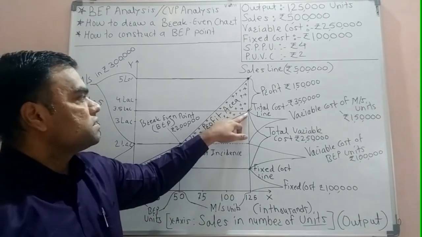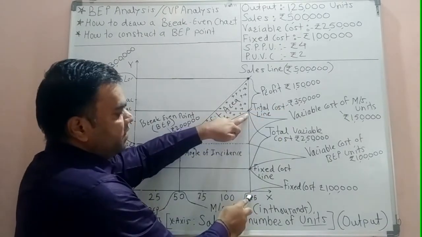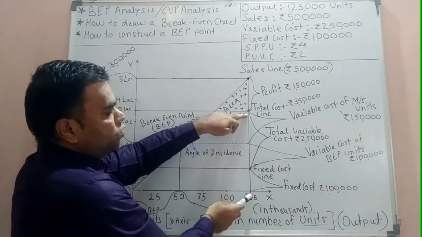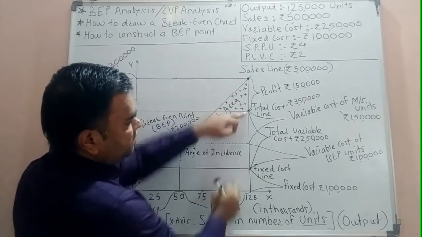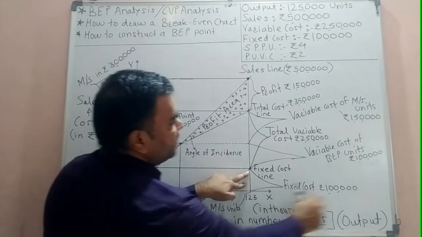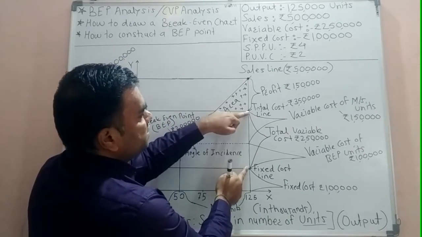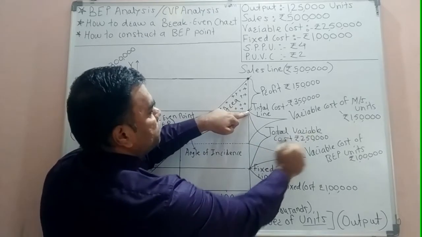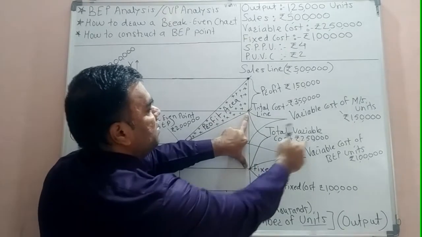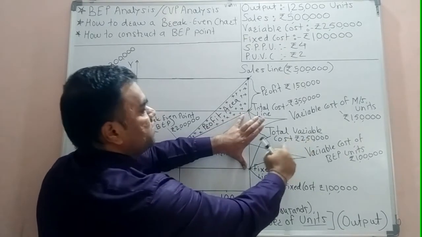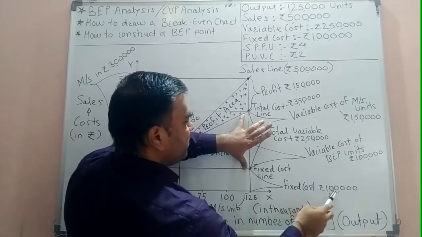Your total cost is 3,50,000, total cost of 1,25,000 units. This is your total cost. This portion is fixed cost, and then this portion is total variable cost 2,50,000. Total variable cost 2,50,000 plus fixed cost 1 lakh.